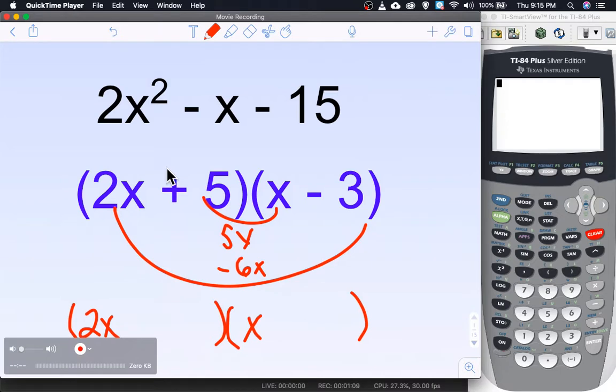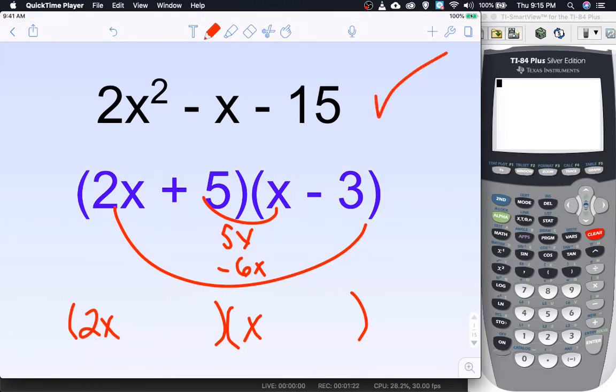Let me double check. 2x and x is 2x squared. Positive 5 minus 6 would give us a -1x. And positive 5 minus 3, nope, he's good. That one is actually correct. No mistake.